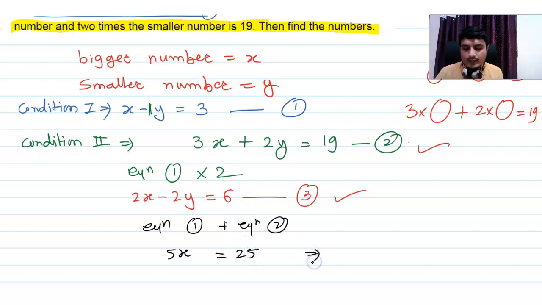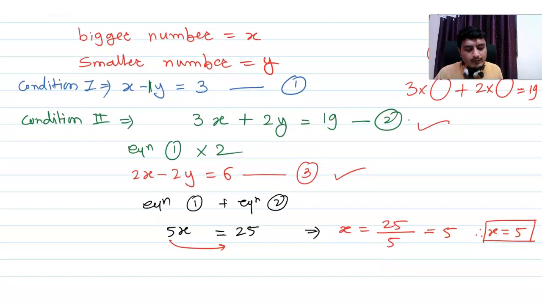Now to evaluate the value of variable x, shift 5 from LHS to RHS. So x equals, now 5 is a multiplier, after shifting it becomes a divisor. Divisor to whom? To RHS. In the RHS we have 25, so we are getting the value of x as 25 by 5, which is 5. Therefore I am writing the value of x is 5.